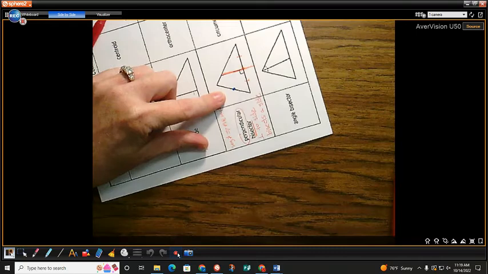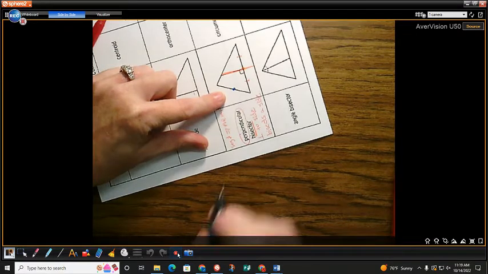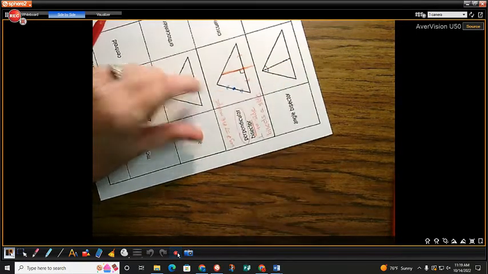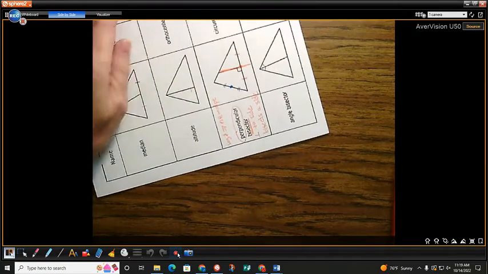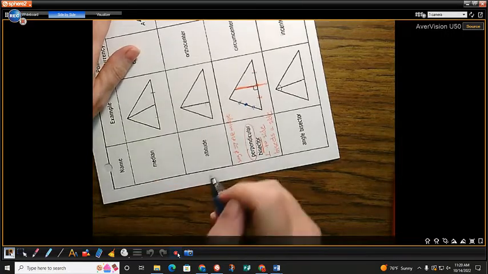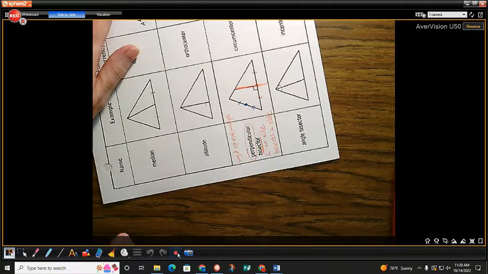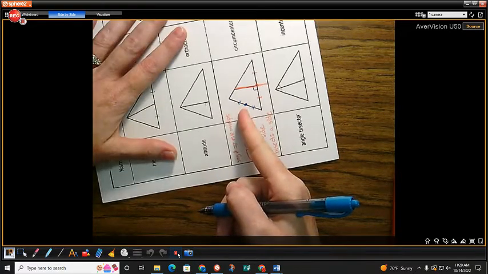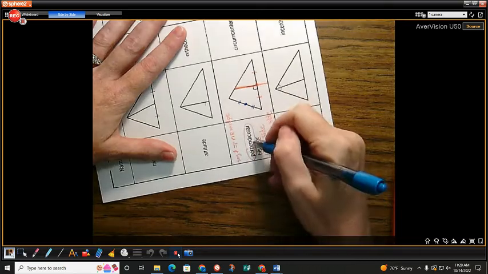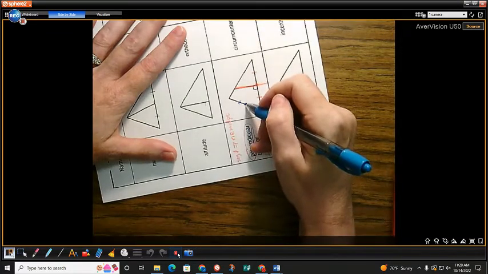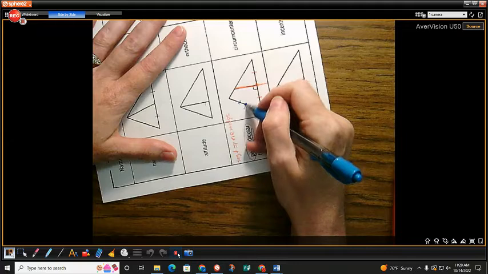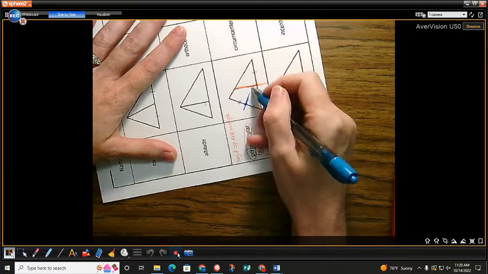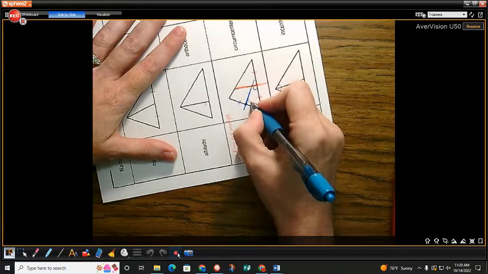How do I make sure it's the midpoint? I say it's congruent on both sides. Now it's the midpoint, because I said so. But wait, this is supposed to be a perpendicular bisector, not just a midpoint. How do I turn this into a perpendicular bisector? I need to put something that's perpendicular. So you have to just eyeball it again. You don't have a compass or a protractor with you. Looks kind of perpendicular-ish to me. Yep, indeed. Close enough for government work.